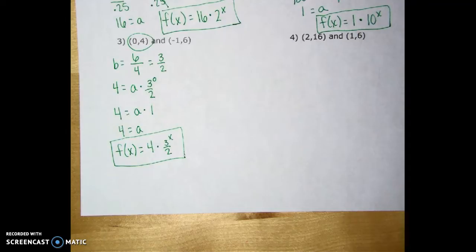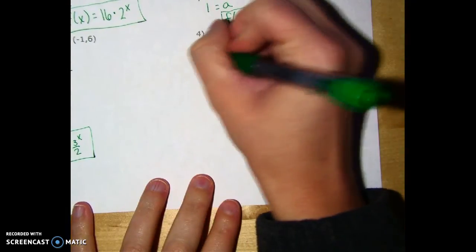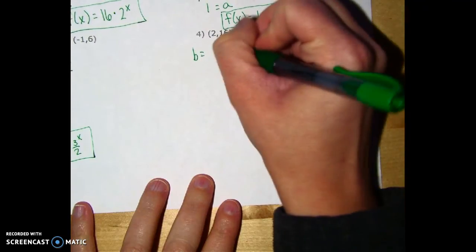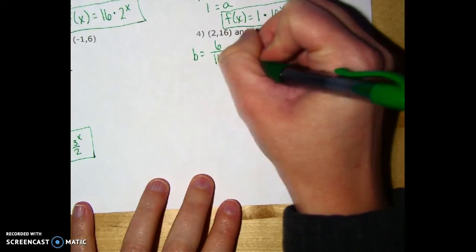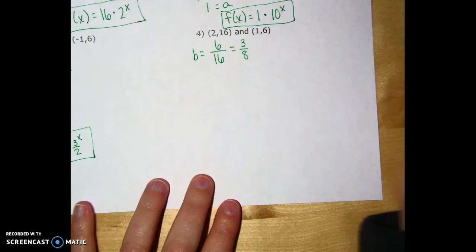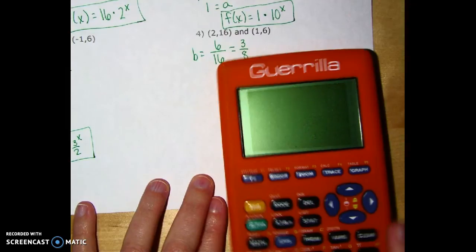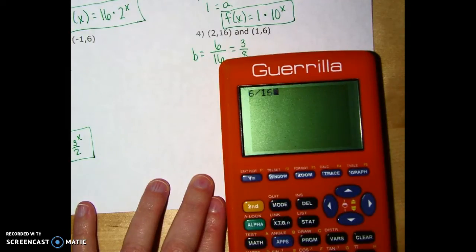Okay, I will tell you number 4 has some crazy fractions. You can go ahead and pause it and try it. If you get weird fractions, you're probably doing it correctly. Okay, this one. y2 is 6 over 16. That simplifies to 3/8. And if you don't remember how to do that, 6 divided by 16, and then hit math, enter, enter. There's 3/8.